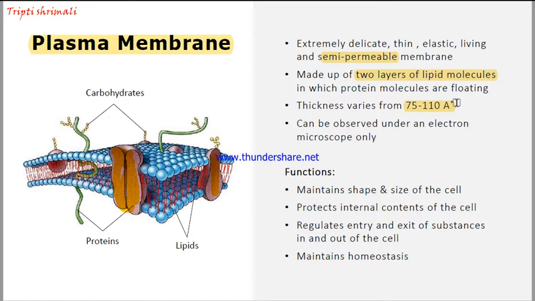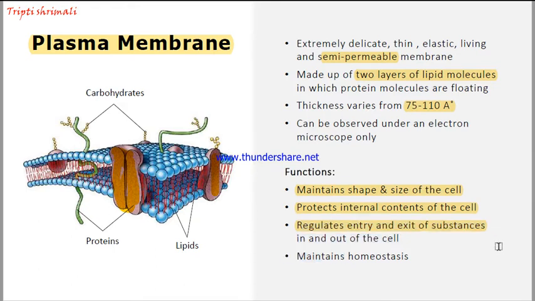So, what are the functions of plasma membrane? Let's talk about the functions of plasma membrane. It maintains the shape and size of the cell. This is the very first point. Next, it protects the internal contents of the cell, obviously because it is making a boundary, so it is protecting all the internal contents of the cell. And because of its semi-permeability, it regulates entry and exit of substances in and out of the cell, right?